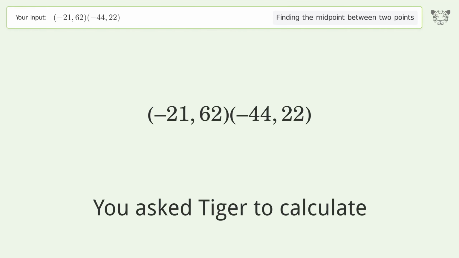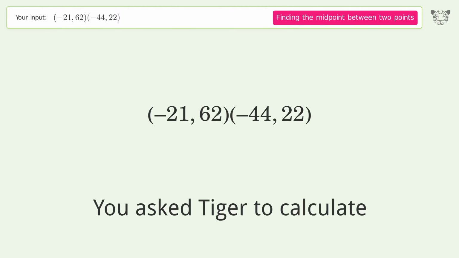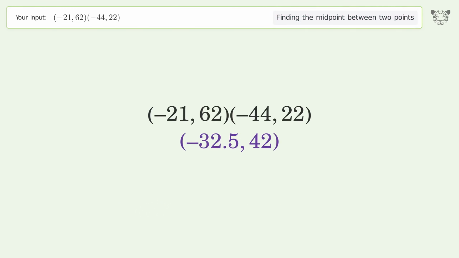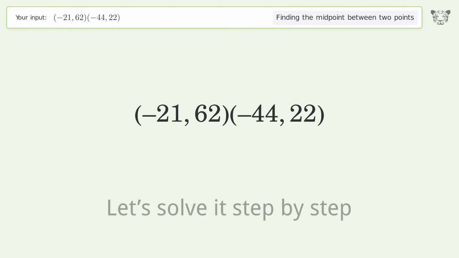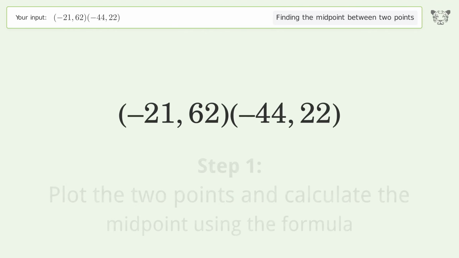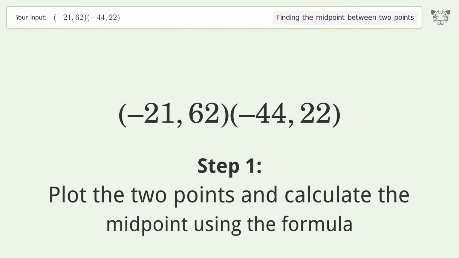You ask Tiger to calculate. This deals with finding the midpoint between 2 points. The midpoint between the 2 points is -32.542. Let's solve it step by step. Plot the 2 points and calculate the midpoint using the formula.